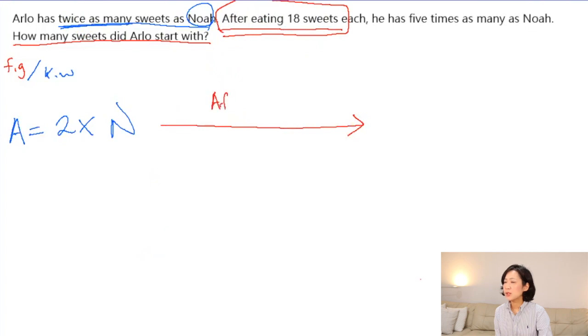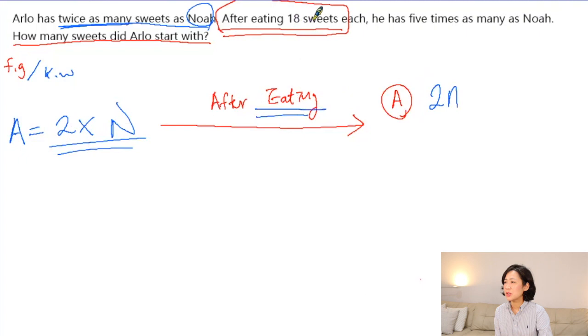Then the number of sweets they have has now changed. Eating sweets means take away, right? So let's write down the new numbers of sweets. After eating, Arlo, at the beginning, has 2n sweets, but after eating 18 sweets, you need to take away 18 from 2n. Also Noah's number of sweets has changed as well. At the beginning, he has n sweets, but take away 18. These are the new expressions.